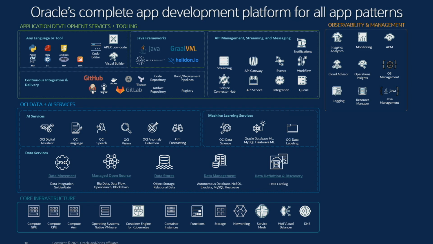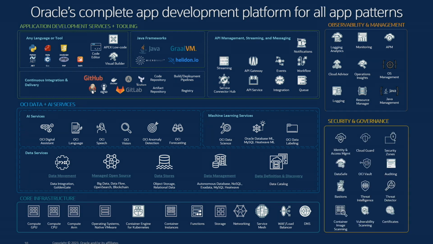So we have a set of observability and management services that can manage your cloud-native applications as well as your traditional virtual machine-based applications. And then we also have security and governance services to manage the entire footprint of your application deployment, whether it's VMs, whether it's serverless functions, whether it's microservices.